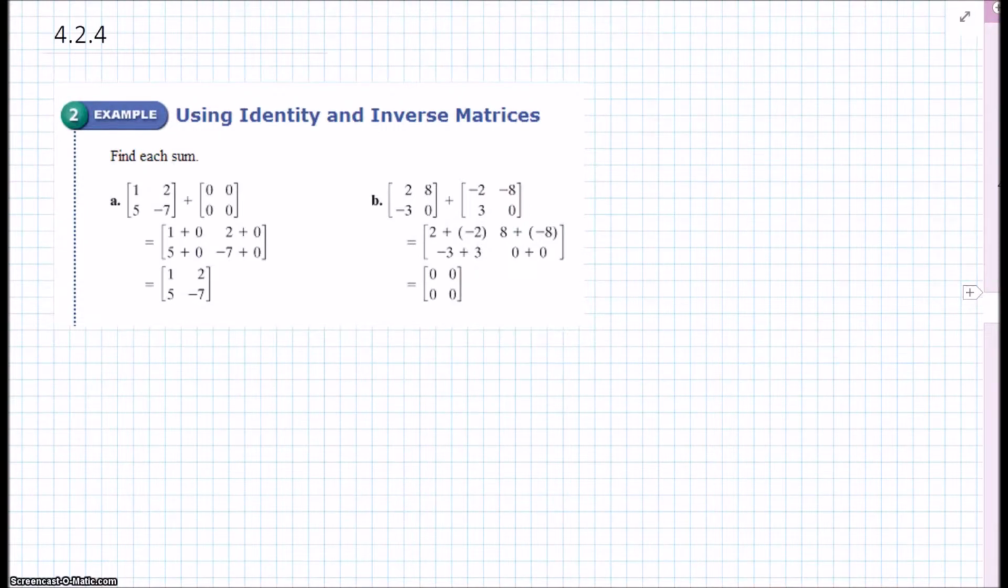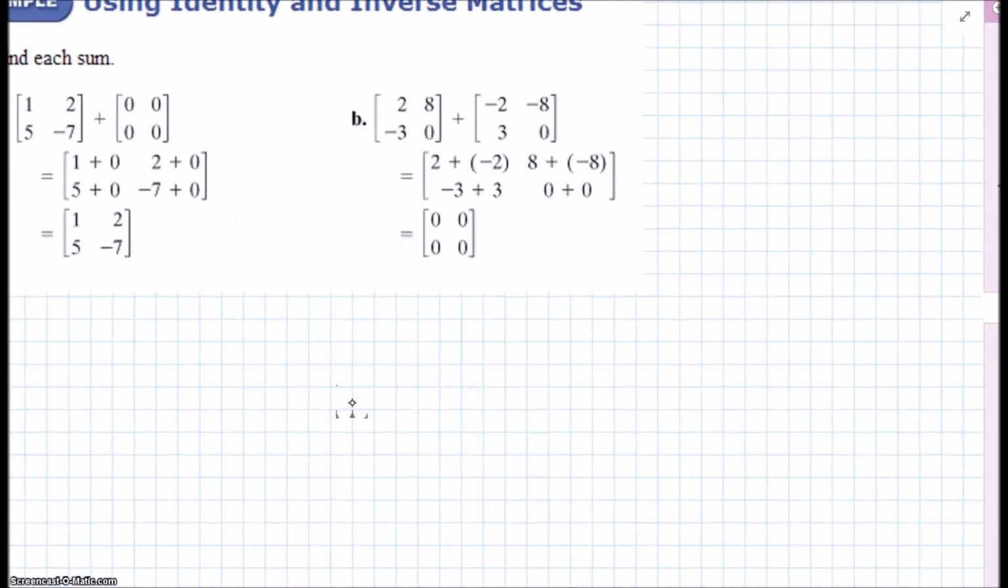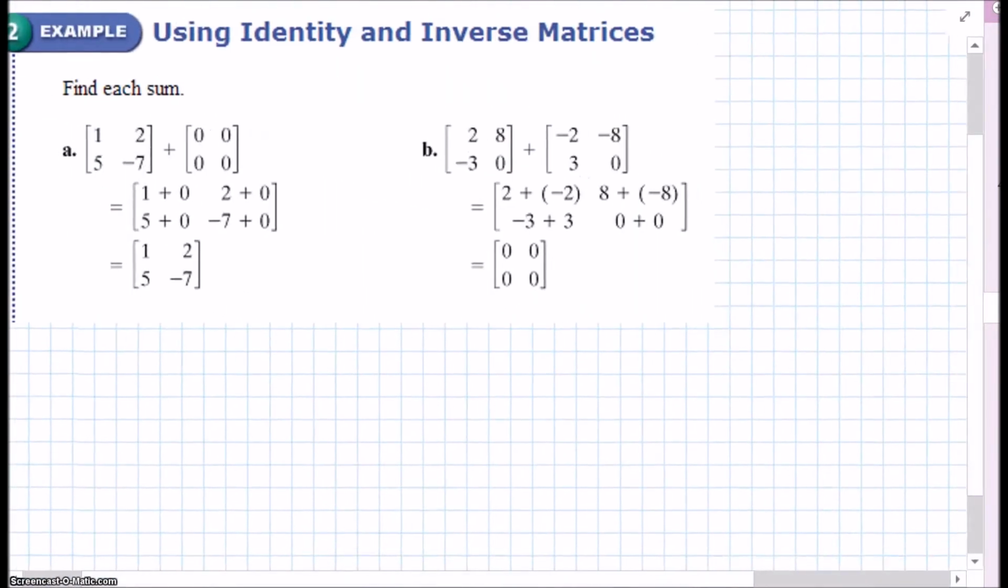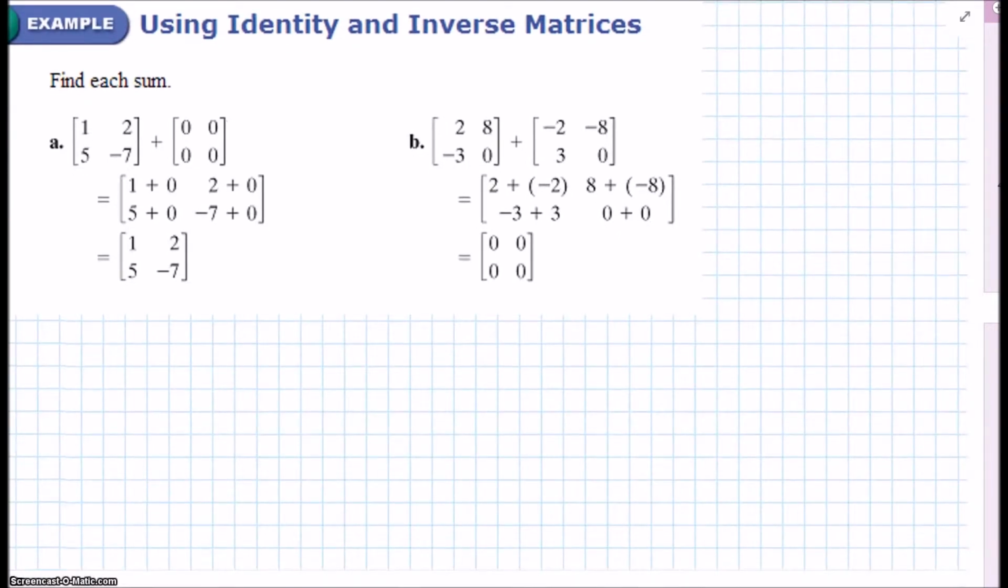Using identity and inverse matrices, let's just go through this. The identity matrix for addition is a matrix of all zeros. So if you add a matrix of 1, 2, 5, negative 7 plus a matrix of 0, 0, 0, 0, you're just going to get your original one.